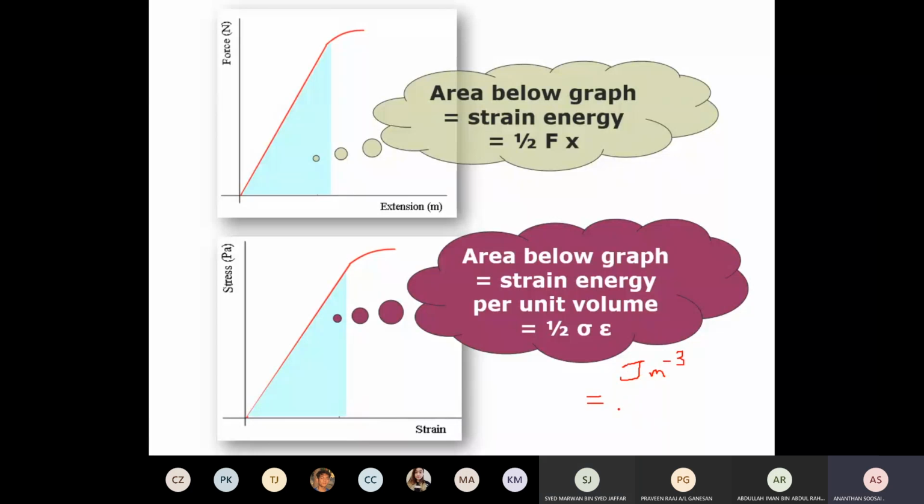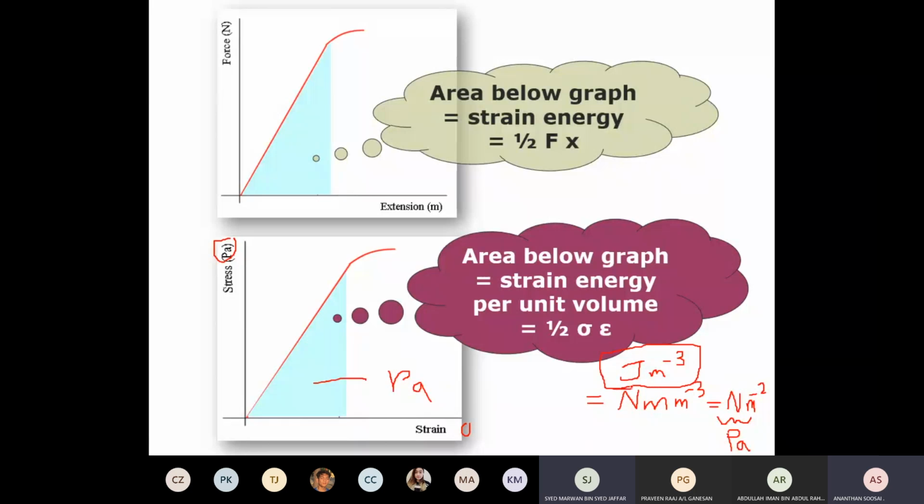Joule will be Newton meter, sorry. Joule will be Newton meter, divided by meter cubed, so at the end you get Newton per meter square. If you still remember, Newton per meter square is actually pascal. So the area in the graph is actually pascal, right? Because the y-axis unit multiplied by the x-axis unit should be the unit of the area. So it's pascal. But pascal can also be written as joule per meter cubed.